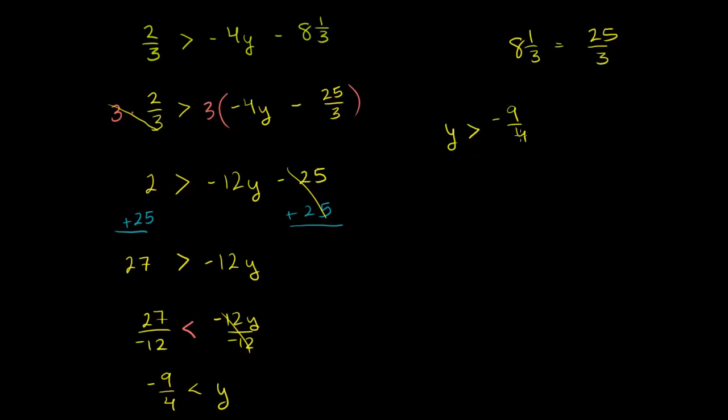Or if you want to visualize that a little bit better, 9/4 is 2 1/4. So we could also say y is greater than negative 2 1/4 if we want to put it as a mixed number. And if we wanted to graph it on the number line, let me draw a number line right here, a real simple one. Maybe this is 0. Negative 2 is right over, let's say, negative 1, negative 2. Then say negative 3 is right there. Negative 2 1/4 is going to be right here.